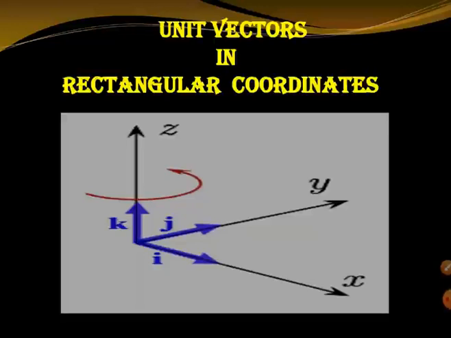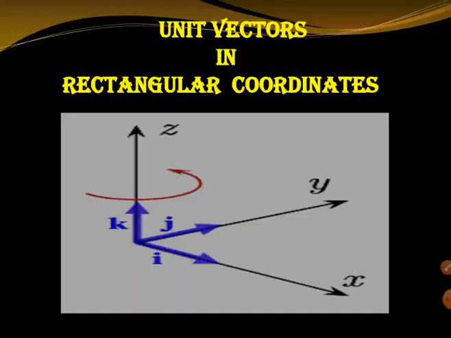Welcome to physics class on unit vectors in rectangular coordinates. Okay, so what is meant by a unit vector? A unit vector is a vector whose magnitude is unity, that means 1, and a direction is given. The direction will be in the direction of the given vector. For example, if it is a unit vector along the x-axis, then the direction of this unit vector will be in the positive direction of the x-axis, but its magnitude is 1.